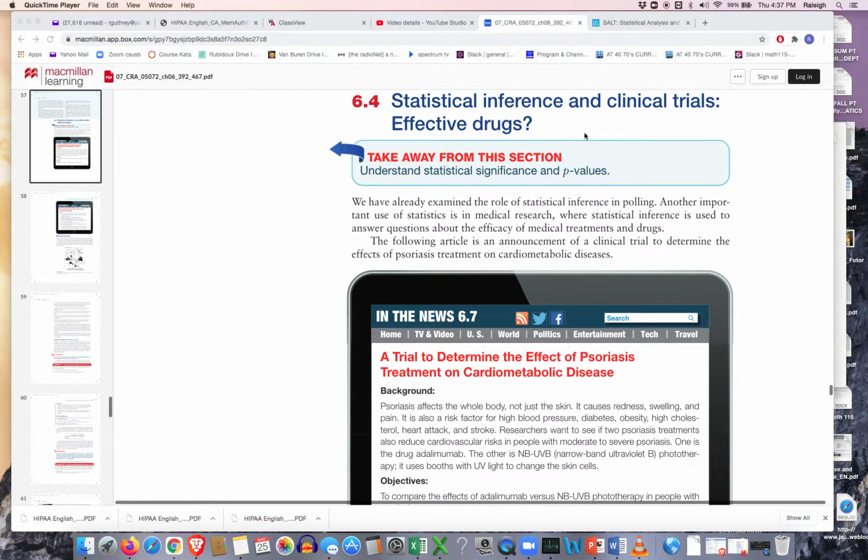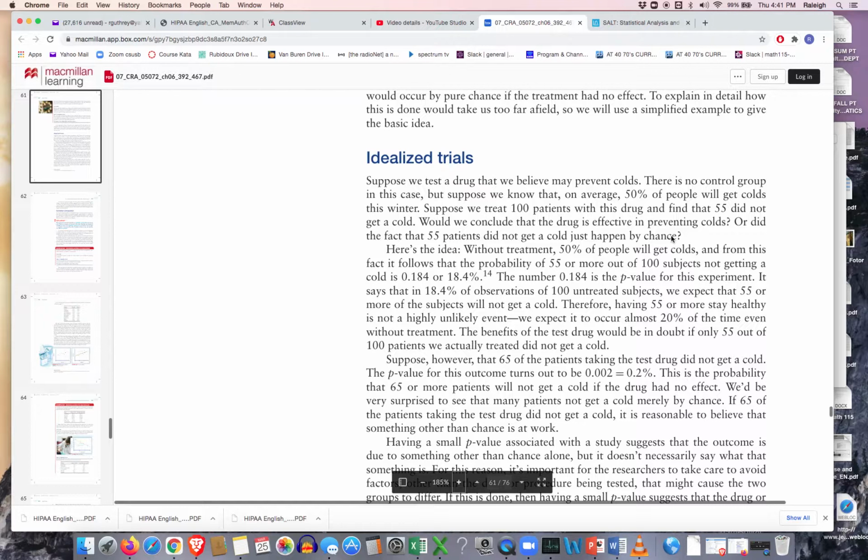So 55, kind of close to 50. Would we have concluded the drug is effective? Or would it be just by chance? My guess is it's just by chance. It doesn't look like it's that much different. So here's the idea. Without treatment, half of them would get colds.